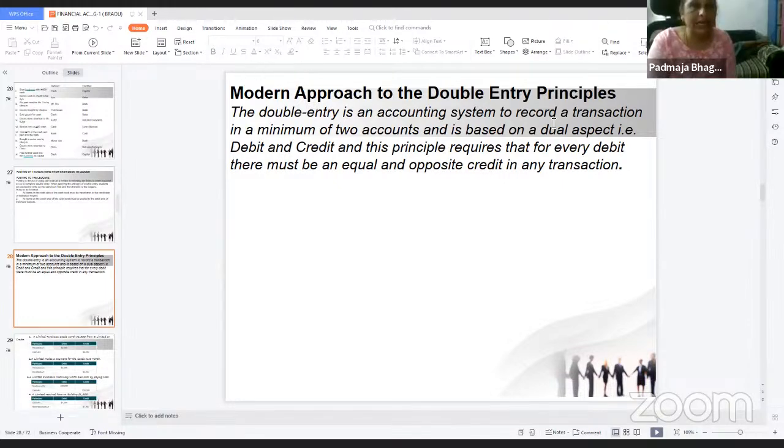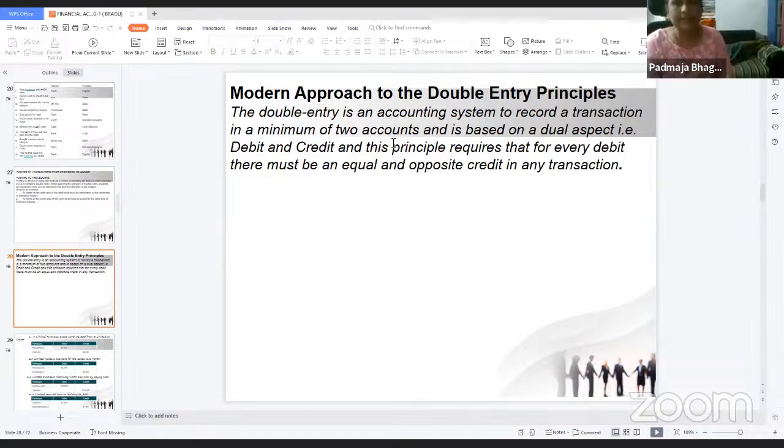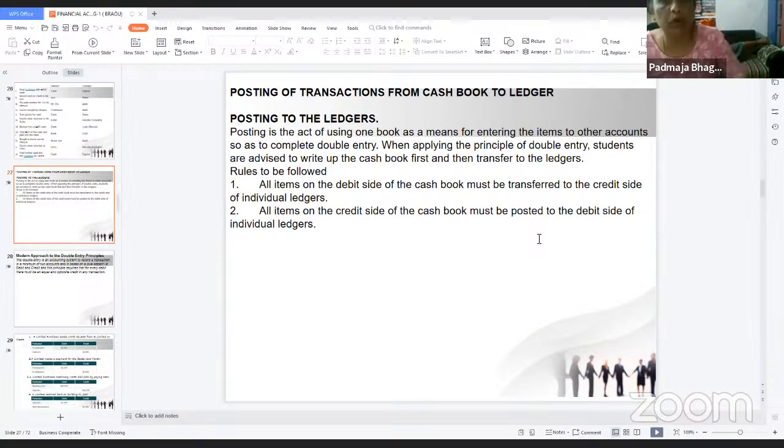Okay, Kalyan, we'll start the class. In the last classes, I have taught you the previous topics. So here we have done the transactions. Now next we are going to see how we will be posting the transactions from the cash book to the ledger. In this ledger, all the items on the debit side of the cash book must be transferred to the credit side of the individual account.